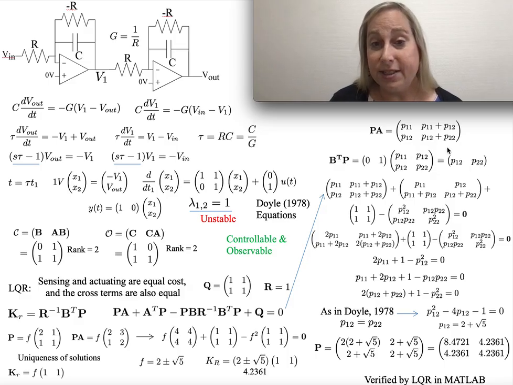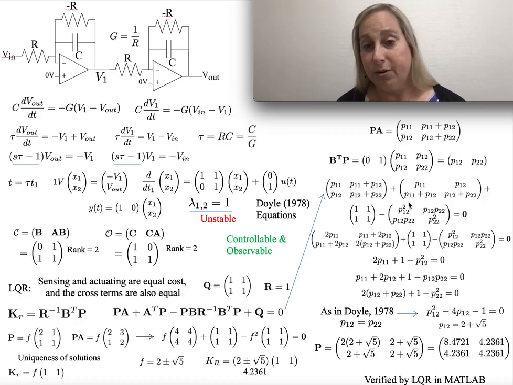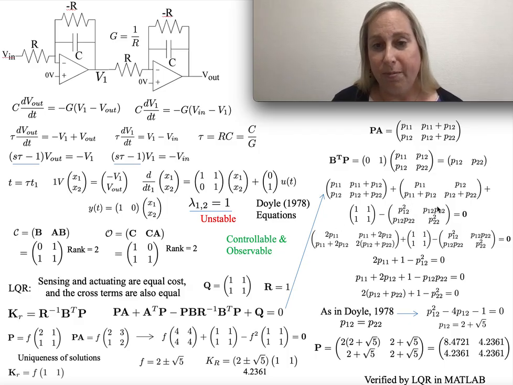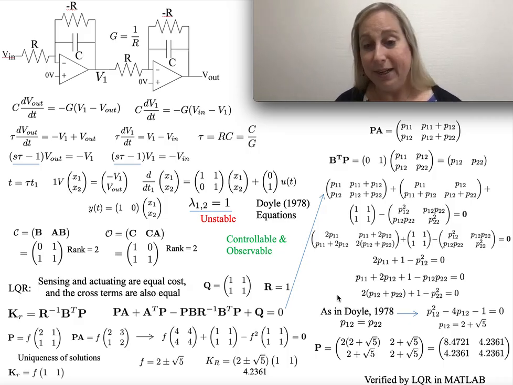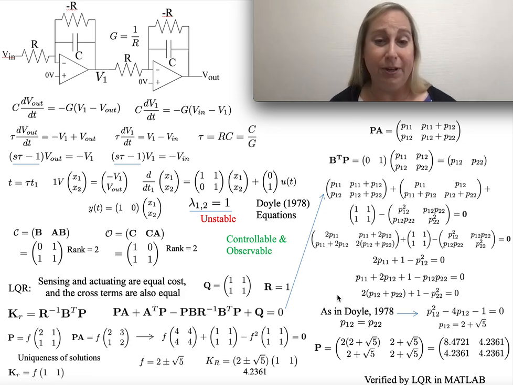The nice thing of this is that PA plus A transpose P gives you just the same thing but flipped across the diagonal, so it gives you a symmetric matrix. Work through the math on these points, and you basically get 3 nice equations. Great. And then you just got to solve it. Solving it is a little bit non-trivial, but one of the things Doyle immediately picks out is he says, hey, P11 and P12 are equal.